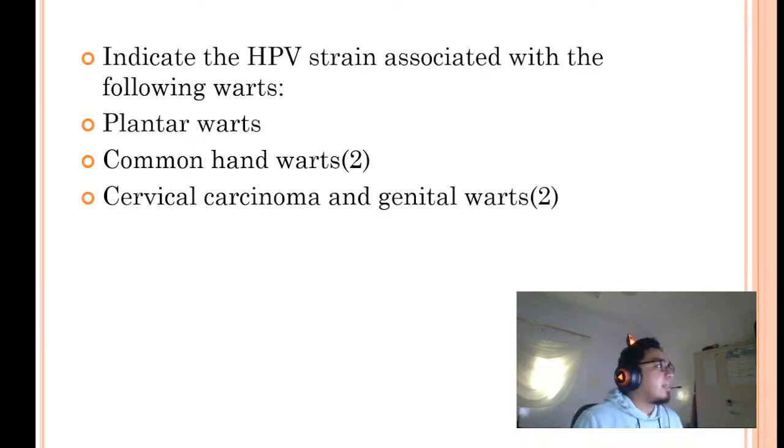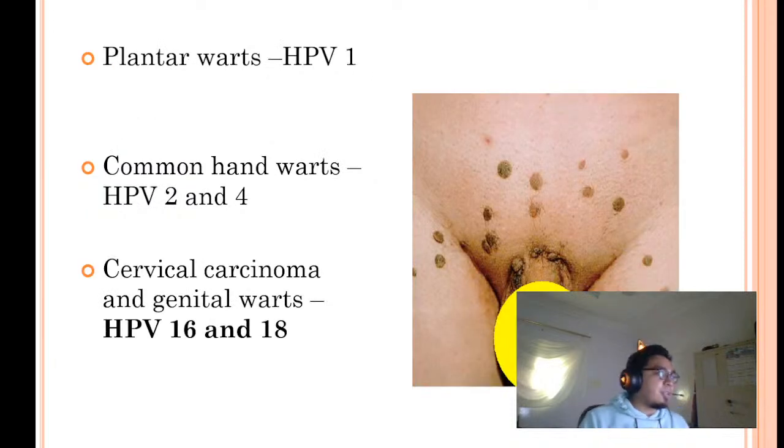All right. Indicate the HPV strain associated with the following: plantar warts, common hand warts, cervical carcinoma, and genital warts. We have HPV 1 for plantar warts. And I will show you guys a picture. I actually put a smiley face on it during our 10-minute break earlier. This is the appearance of the warts in the genital.